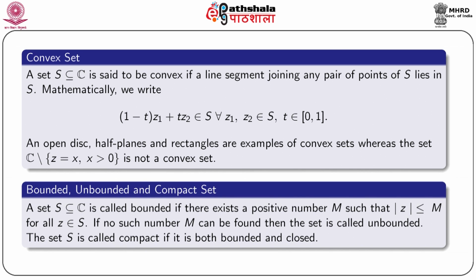So, now bounded, unbounded and compact sets. A set S, which is a subset of C, is called bounded if there exists a positive number m such that mod z is less than or equal to m for all z belonging to S. If no such number m can be found, then the set is called unbounded. The set S is called compact if it is both bounded and closed.